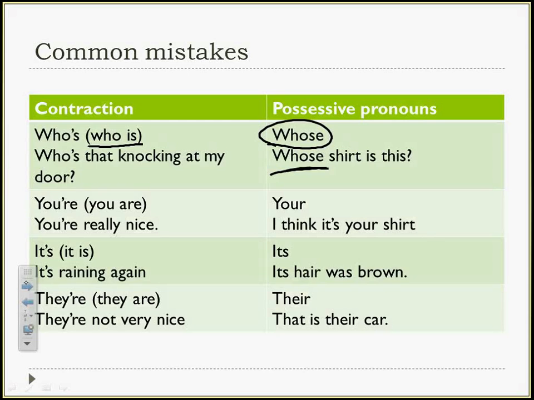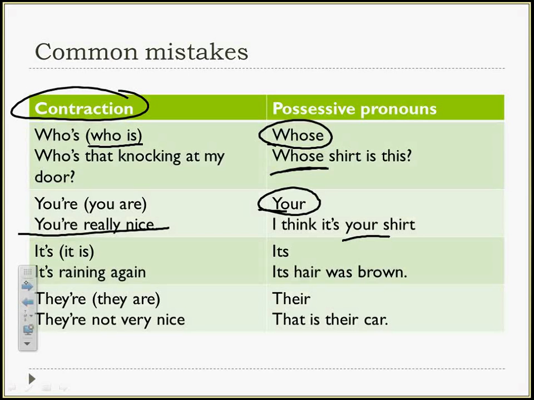You're is a contraction, right? So these ones are your contractions. You're is a contraction for you are. You're really nice. And your is a possessive pronoun, meaning belonging to you. I think it's your shirt. That shirt belongs to you.